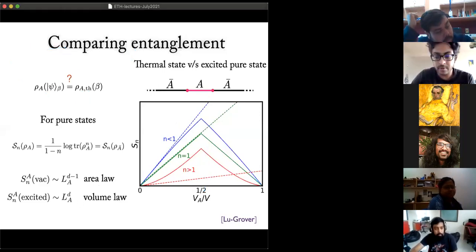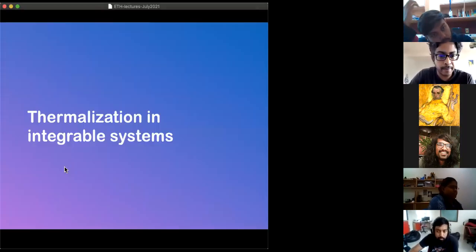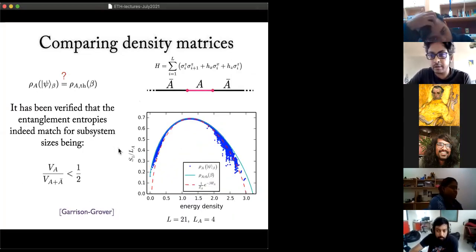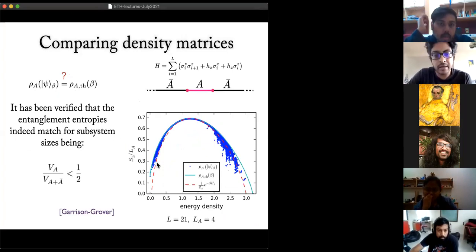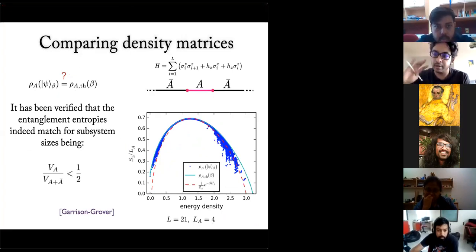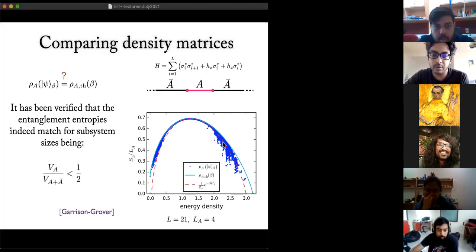In the previous slide, this is some finite size. Instead of the subsystem size being 4, you can take it to be something like 7, and then again you can see an agreement with the thermal state. Again, this is entanglement entropy, but you can find the trace square distance and then see that it is also close to 0.